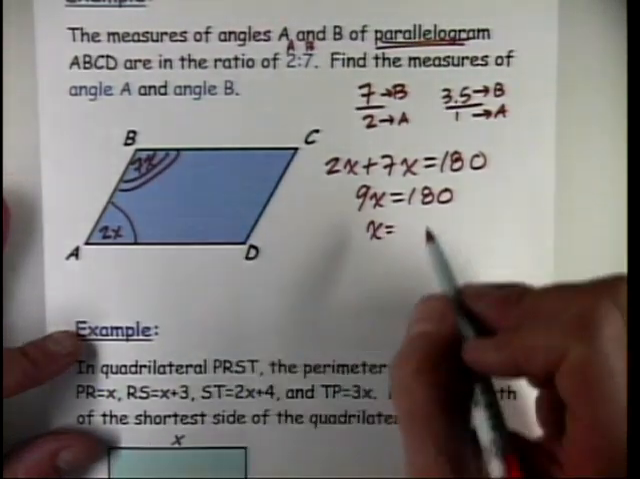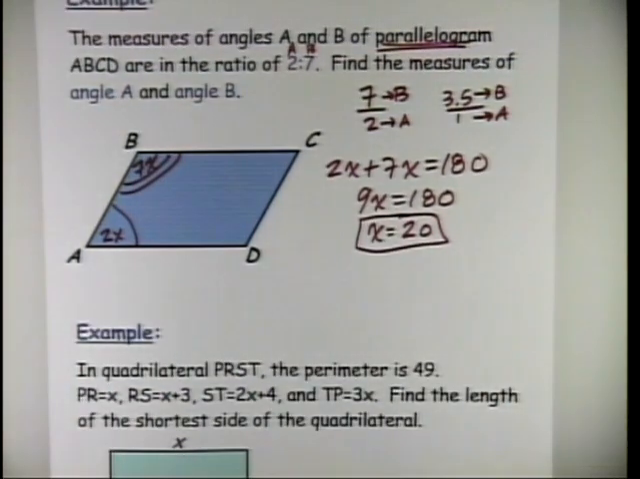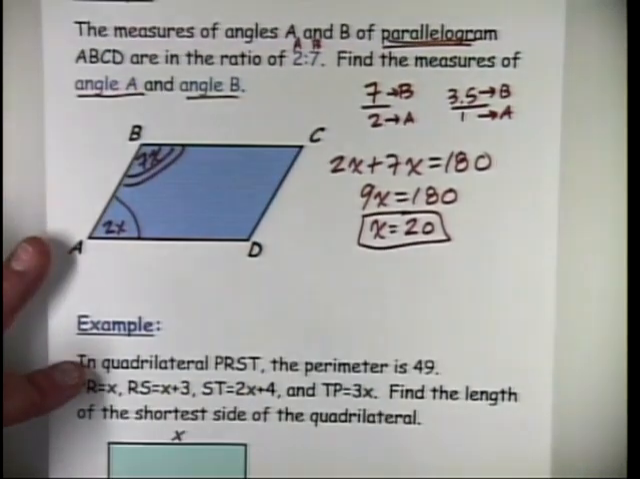Dividing through by 9, we get 180 divided by 9, which gives us 20. Now again, you have an immediate tendency to box up your answer and go to the next problem because you solved for x. In your whole algebraic career, you've been trying to solve for x. But we need to make sure we answer the question. We want to find angle A's measure and angle B's measure.